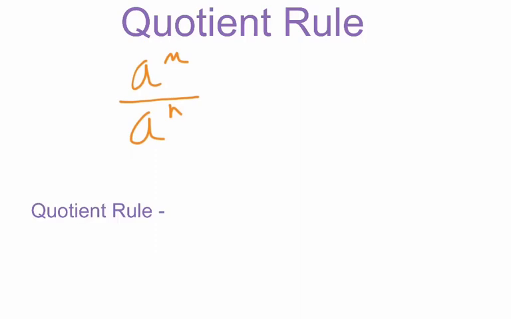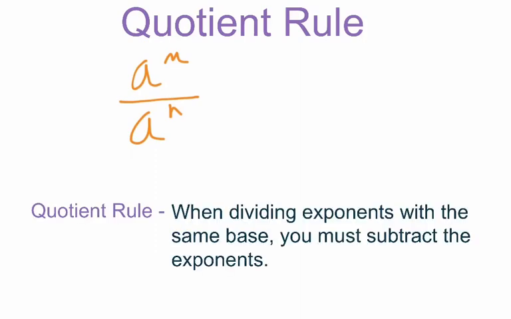when we're dividing exponents. So I'm going to do this basic setup where we have a to the m divided by a to the n. This will kind of show us how the rule works. So when we apply the quotient rule, what we're doing is this. When dividing exponents with the same base, you must subtract the exponents. So what happens here in our little example, I'm dividing a to the m by a to the n.